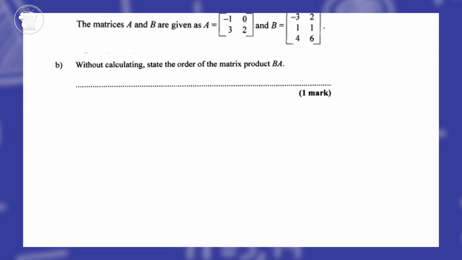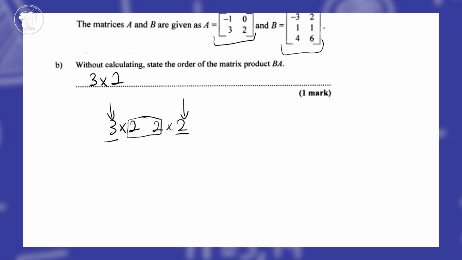The next question says, we have the same set of matrices. Without calculating, state the order of the product BA. In this case, we're multiplying B by A. B is a 3 by 2 matrix and A is a 2 by 2 matrix. Of course you see they are compatible for multiplication because those two numbers are the same. To determine the order, we look at the outer numbers, so this will be a 3 by 2 matrix when we multiply them. Of course, if you had plenty of time, you can multiply it out to double check your answer, but the easy way is just to look at the outer numbers.